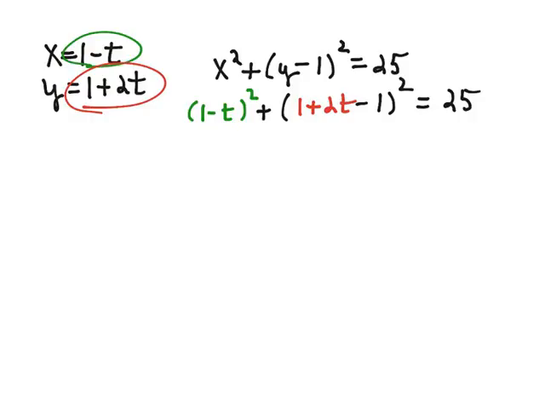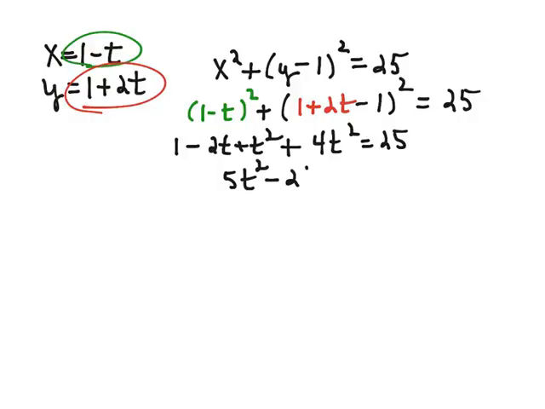So if we square out our binomials, 1 minus t times 1 minus t would be 1 minus 2t plus t squared. And in the next one, 1 minus 1 is 0, so (2t) squared would be 4t squared, equals 25. So we end up with 5t squared minus 2t is equal to 24. So 5t squared minus 2t minus 24 is equal to 0.